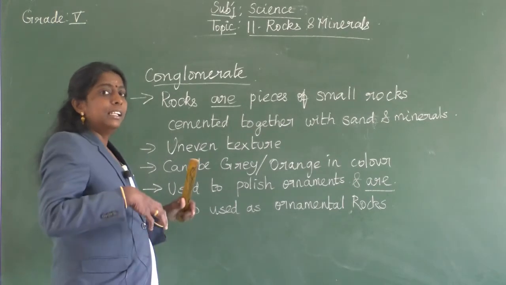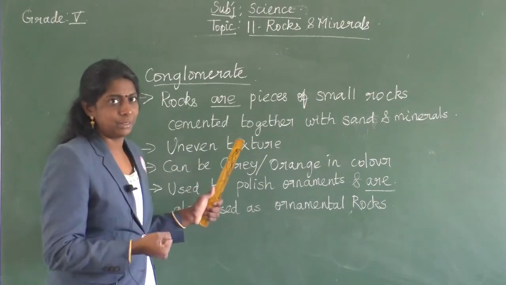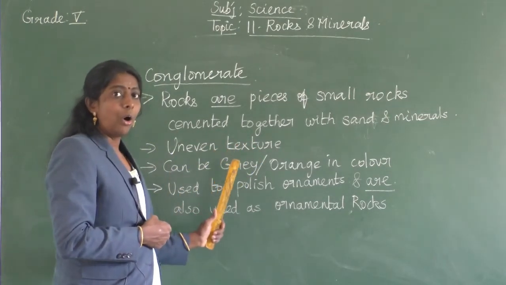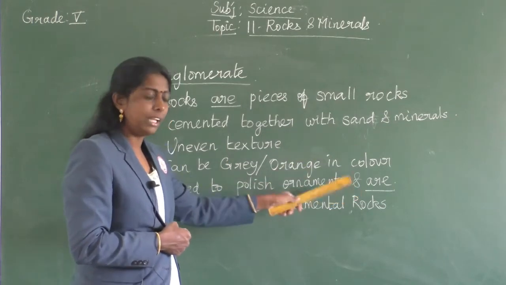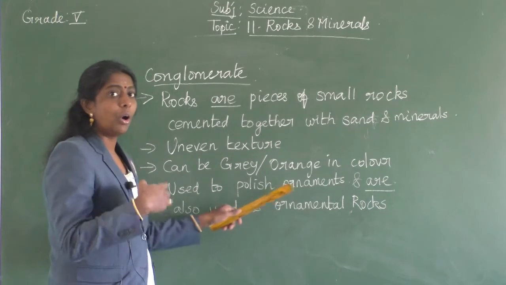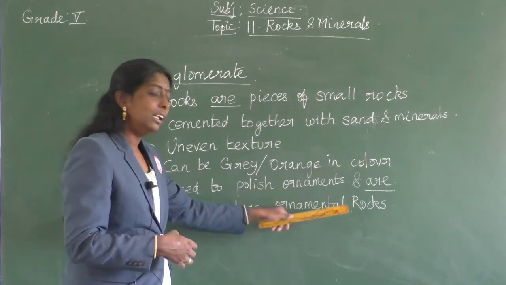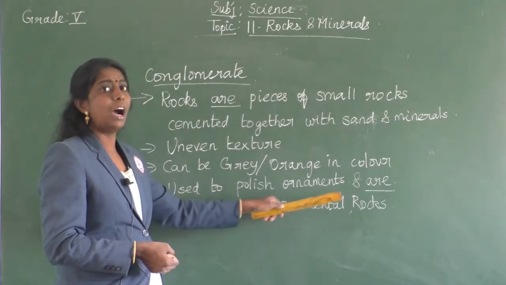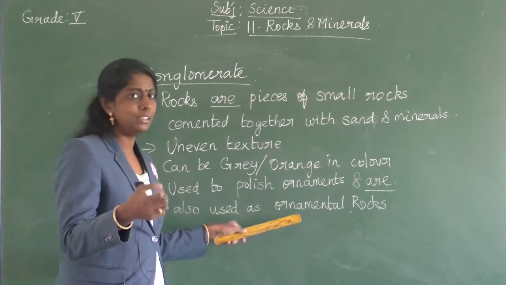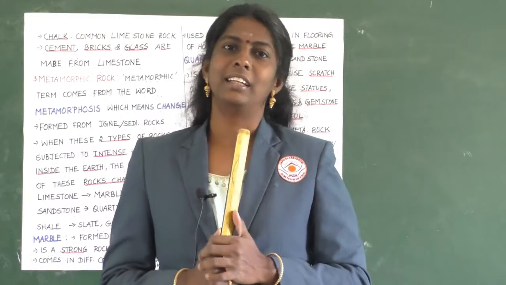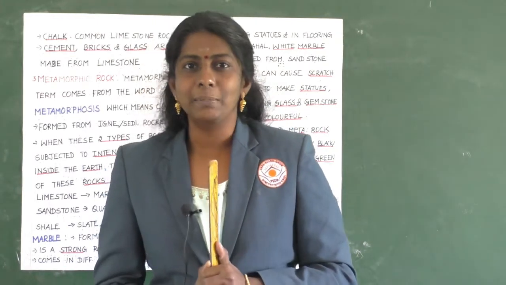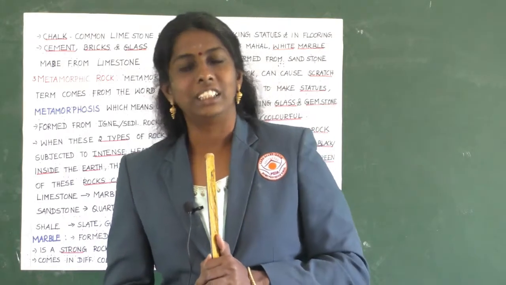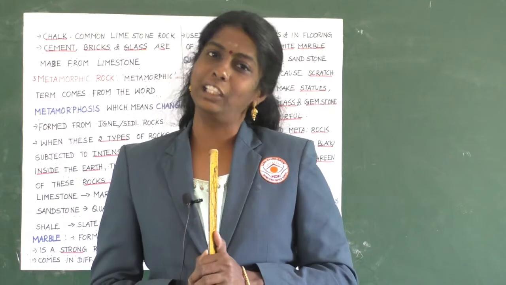They have a very uneven texture. It can be grey or orange in color. It is used to polish ornaments and is also used as ornamental rocks. Clear? Yes, children. Till now we have learned different types of sedimentary rocks. So what are they? Sandstone, shale, limestone and conglomerate.